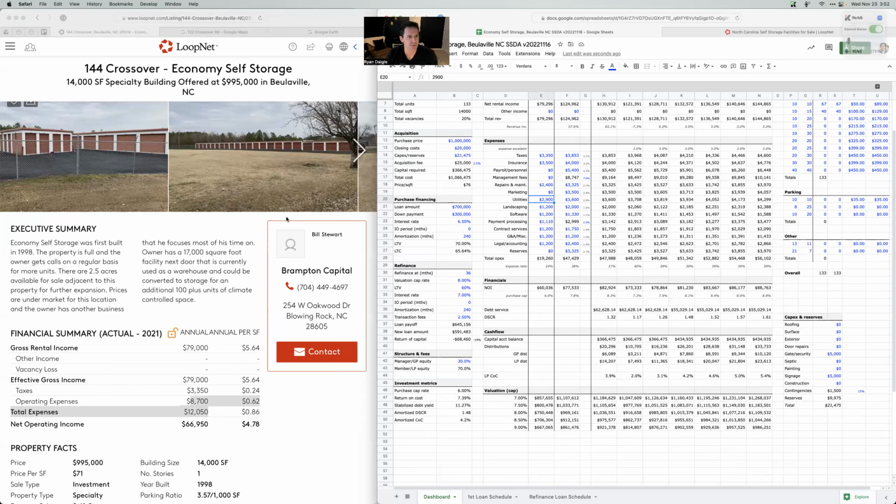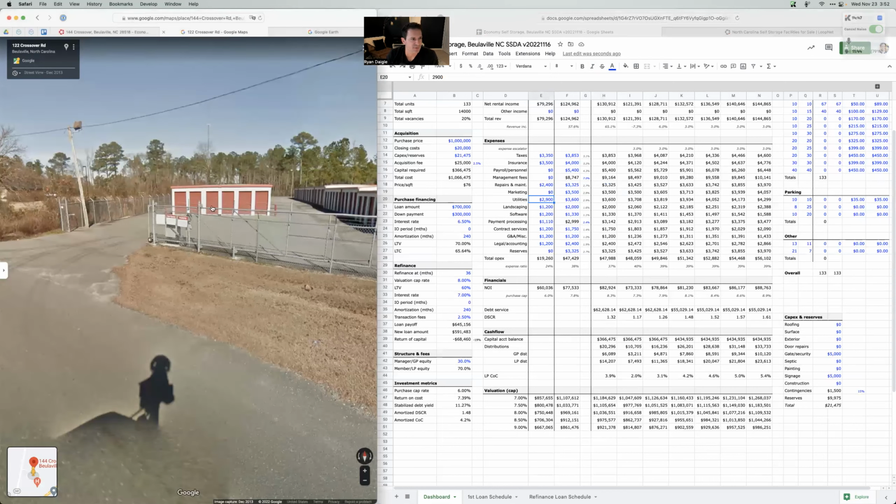Utilities. Well, looking at this property, if we look on Street View, it looks like we've got some lights.